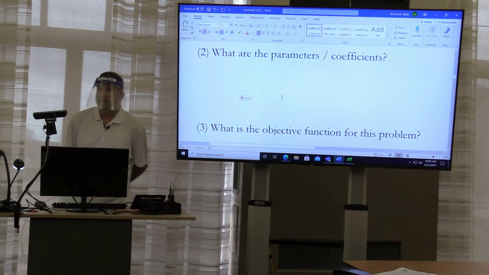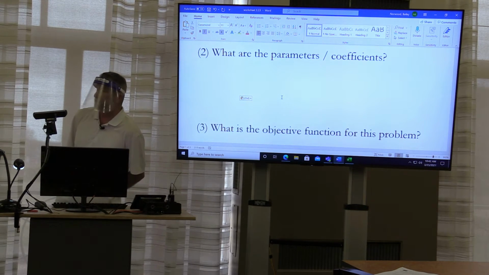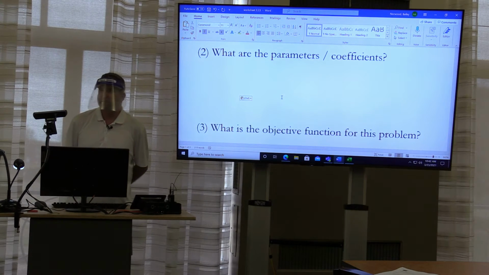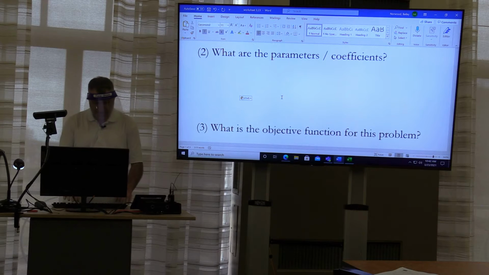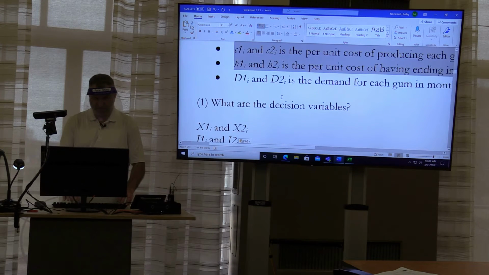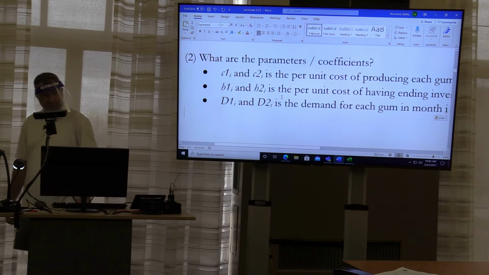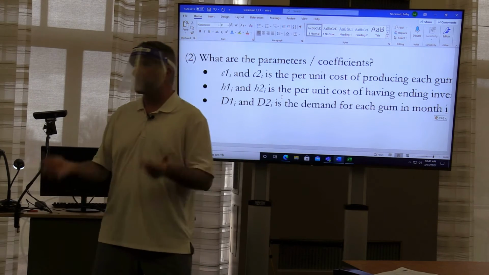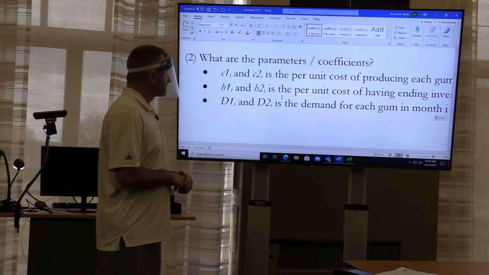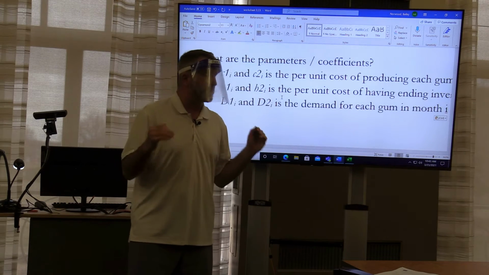Then we have number 2. What are the parameters or coefficients? This is something I haven't even talked about. But parameters or coefficients, that's any time you're given something that's a number and it's not something you have any control over. So the per unit cost in each month, I give it to you, that's a parameter. The per unit holding cost, I give it to you, that's a parameter. The demand in each month, I give it to you, that's a parameter. And so those are all our parameters and coefficients. If I added something else like shrinkage and we said shrinkage was 10%, that's a parameter. Anything I give to you. And again, there's an I subscript because those numbers can differ for every month. They don't have to, but they can differ for every month.